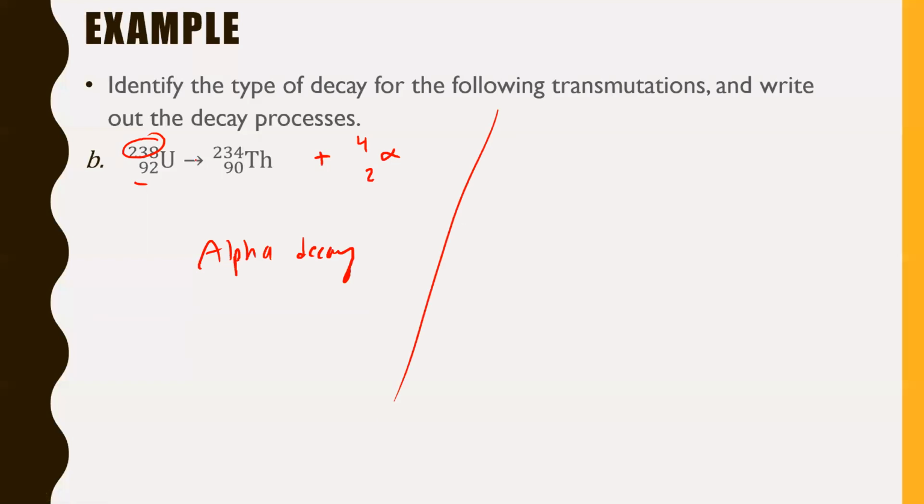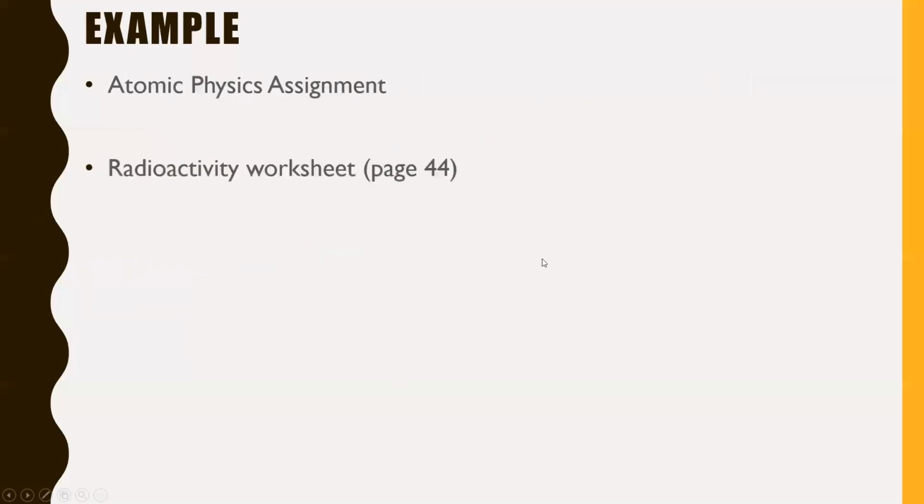If there was a question again where this thing didn't change, that would tell you it was gamma decay. Okay, so just make sure you understand the difference between those 3 types, or 4 types really, because beta positive, beta negative. Anyway, we're done.